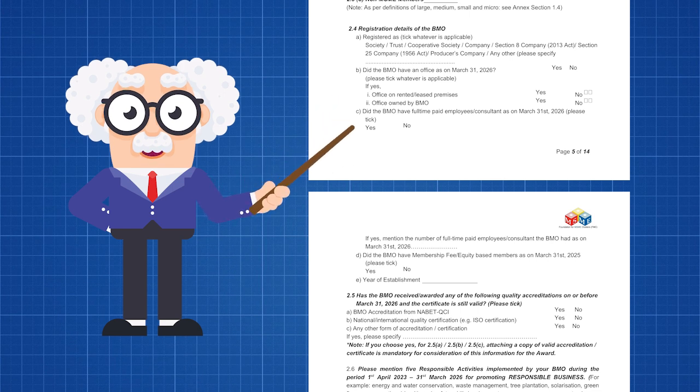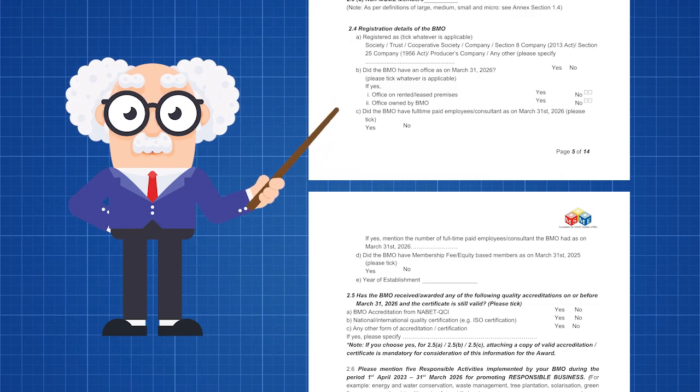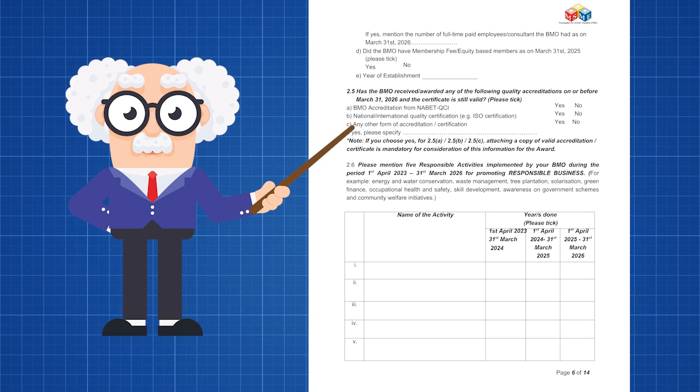In Part B, answer whether your BMO had an office as on 31st March 2026. If yes, also specify whether that office is on rented or leased premises or whether it is owned by the BMO. In Part C, answer whether your BMO had full-time paid employees or consultants as on 31st March 2026. If yes, mention the exact number. In Part D, answer whether your BMO had membership fee-based or equity-based members as on 31st March 2025. In Part E, mention the year of establishment of your BMO.